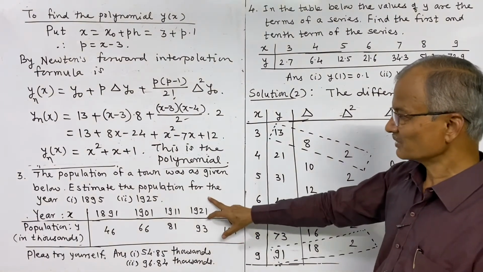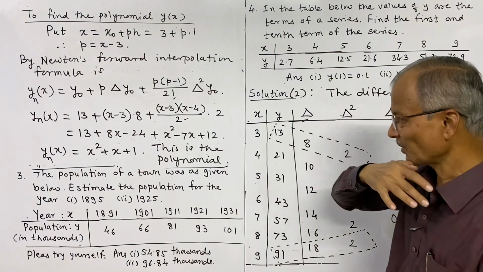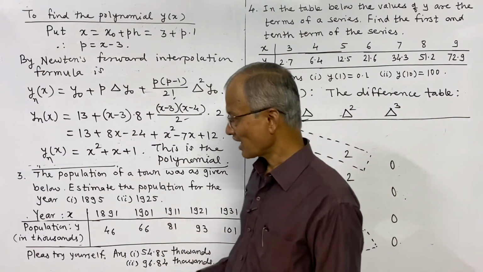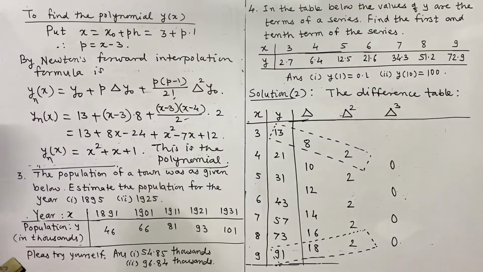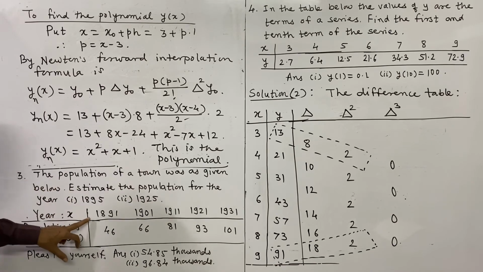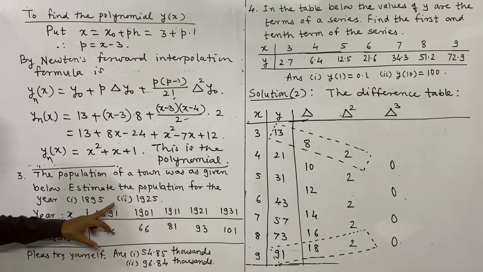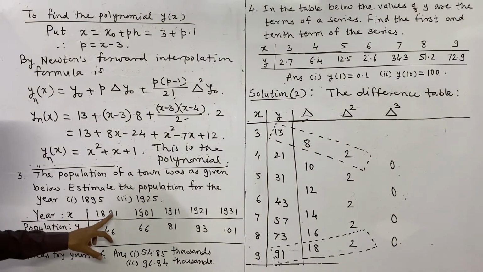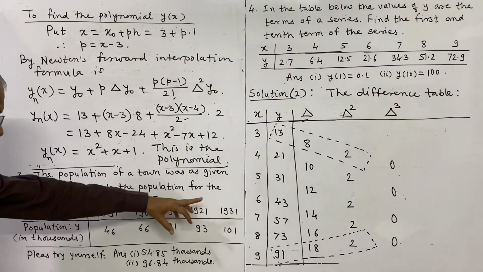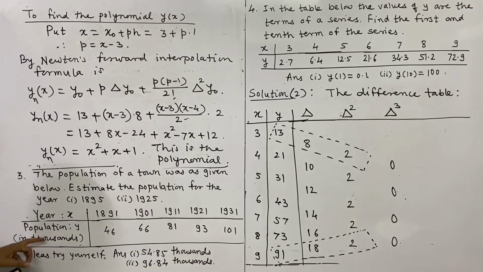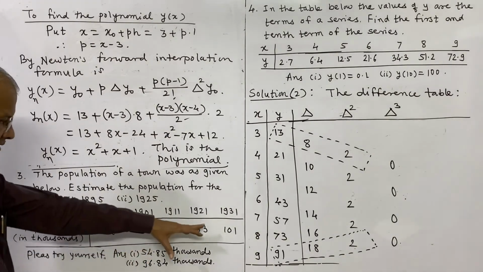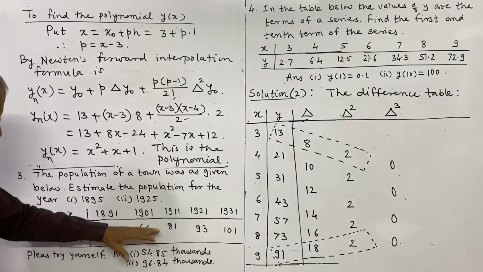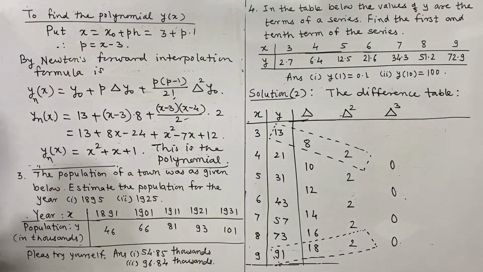Now problems number 3 and 4 I have written here for you to solve. So please try to solve the third and fourth problems yourself. Here the population of a town is given after every 10 years, starting with 1891, then 1901, etc. These population figures are in thousands. This is 46,000, etc. It is written here, but we shall consider only these as 46, 66, etc., and that is to be multiplied by 1000.